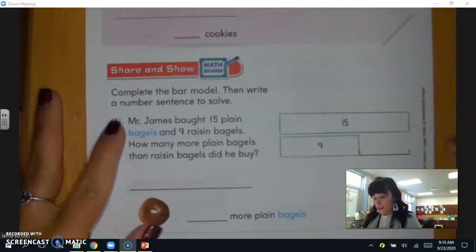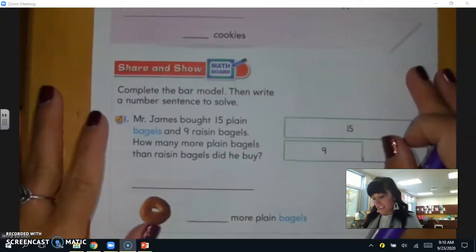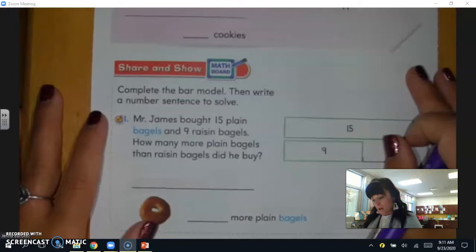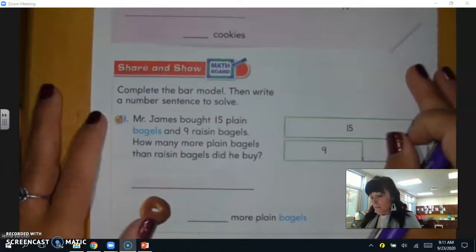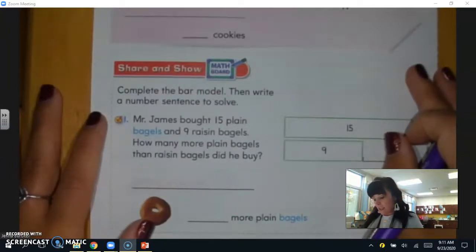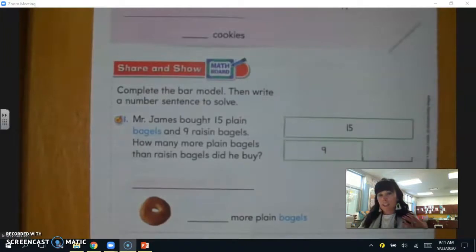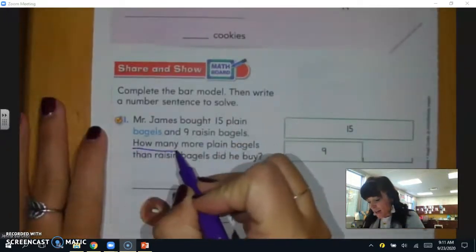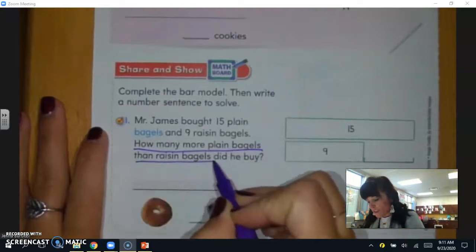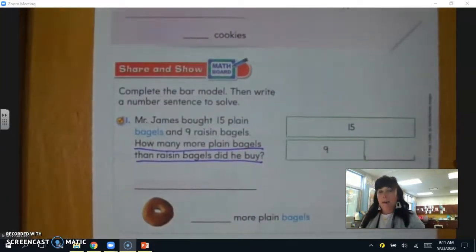All right, let's go. Number 1, it says Mr. James bought 15 plain bagels and 9 raisin bagels. How many more plain bagels than raisin bagels did he buy? Let's read that through one more time. Mr. James bought 15 plain bagels and 9 raisin bagels. How many more plain bagels than raisin bagels did he buy? So the first thing we need to ask ourselves is, what are they asking us? What's the question, right? And the question is, how many more plain bagels than raisin bagels did he buy?